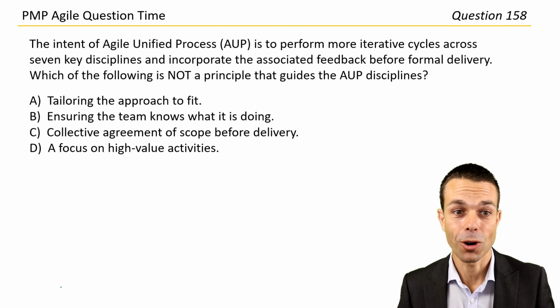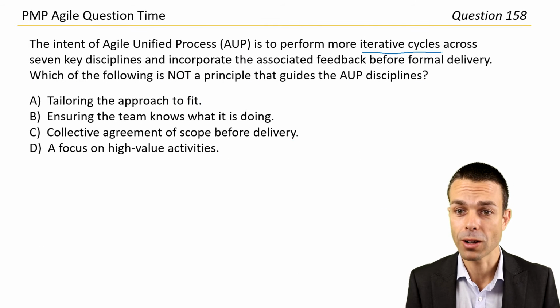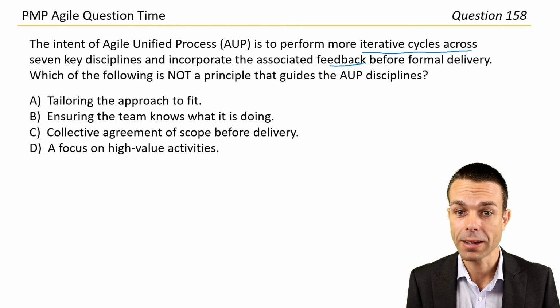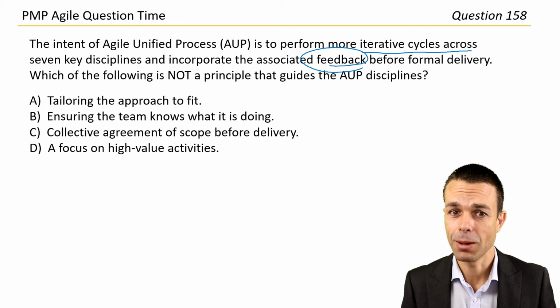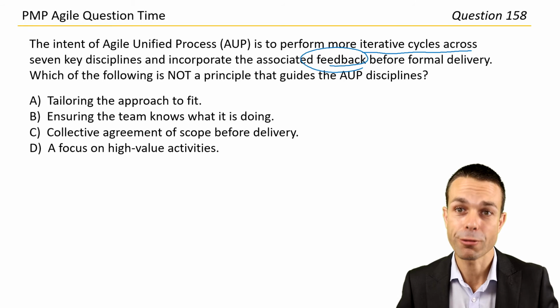The intent of Agile Unified Process is to perform more iterative cycles across 7 key disciplines and incorporate the associated feedback before formal delivery. Okay, so I like this because it's an agile, it's an extra framework, an auxiliary framework.